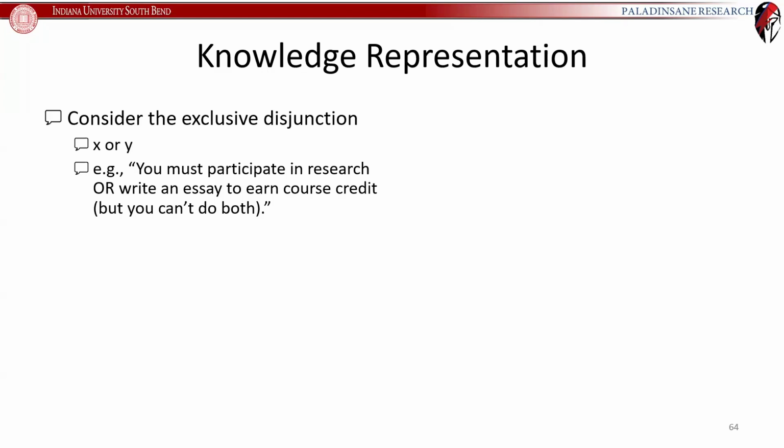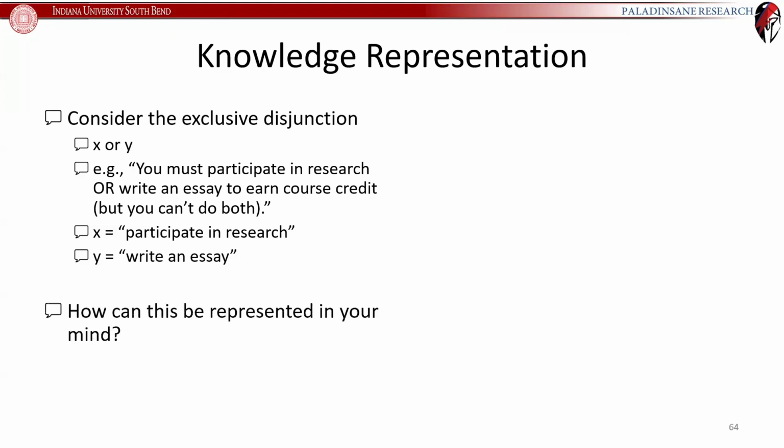But if I do both, I can't earn the course credit. But if I do neither, I won't earn course credit either. So in this case, we have an X or Y proposition where the X is participate in research, the Y is write an essay. So the fact that we can figure this out means that it's represented in our mind somehow. So how might this be represented in our mind?